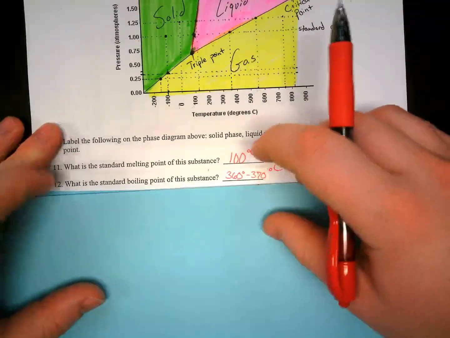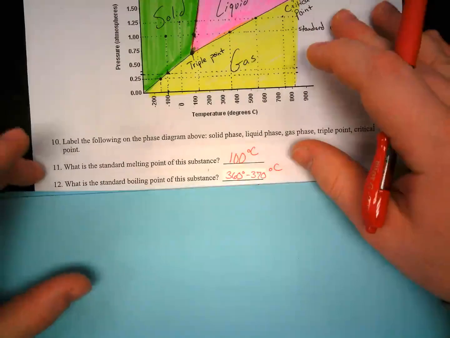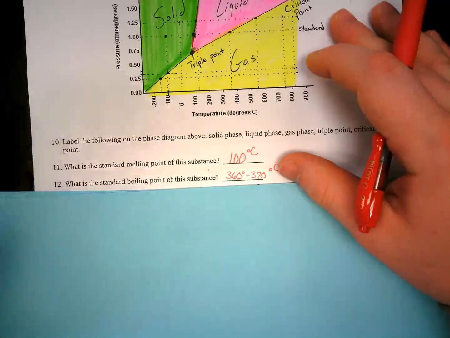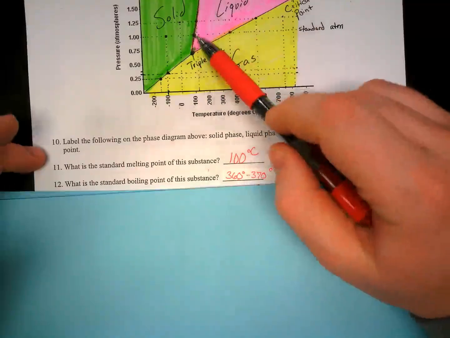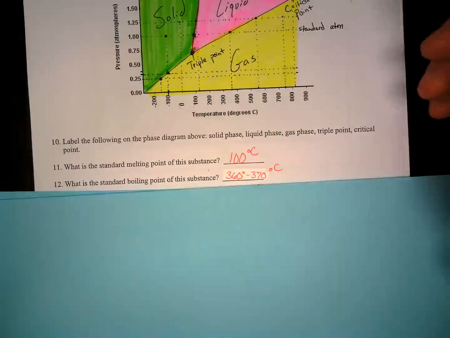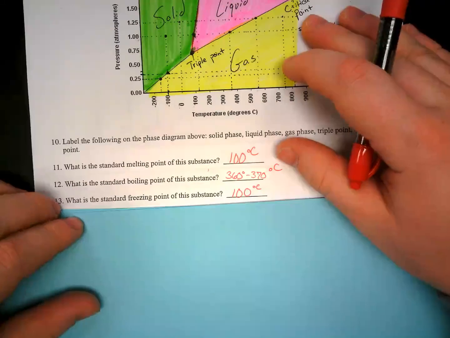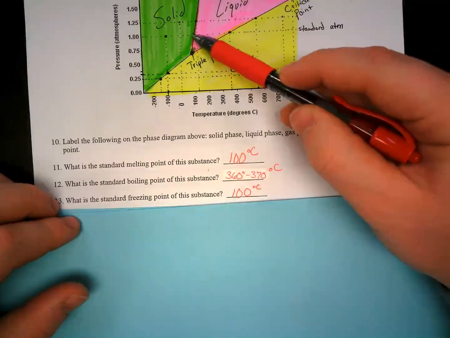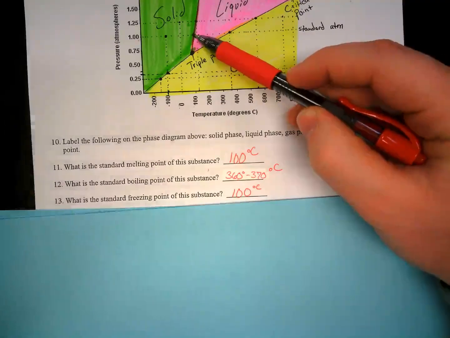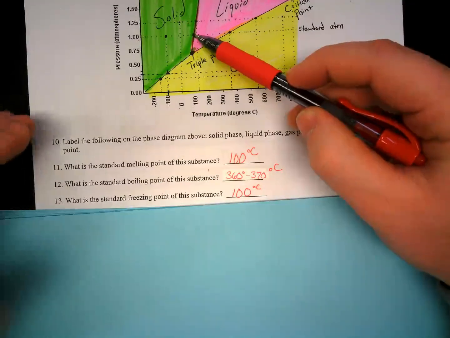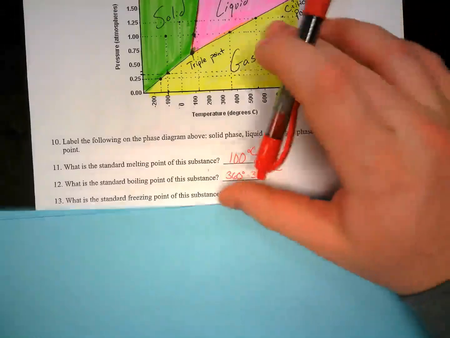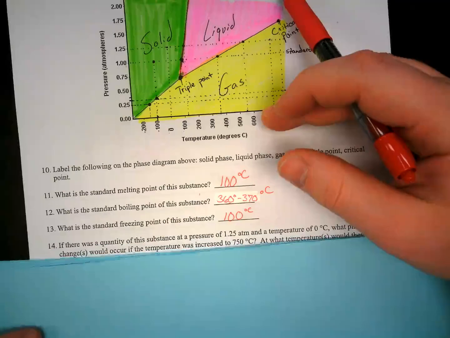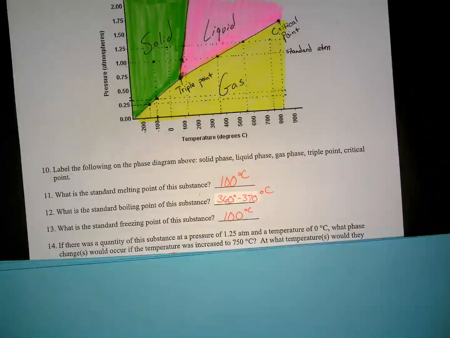And then the last question is going to ask us, what's the temperature of freezing at standard pressure, 1 atm, 1 atmosphere? Same thing, it's 100 degrees Celsius. So if we were to start decreasing the temperature, we would see the phase change at about 100 degrees Celsius. Okay. Let's see. Now 14 is going to ask us here, and I think I can actually pull this down, yeah. 14 is going to ask us here a question of this.